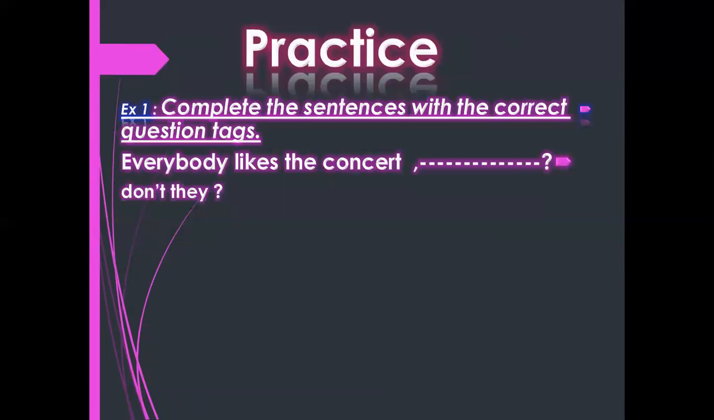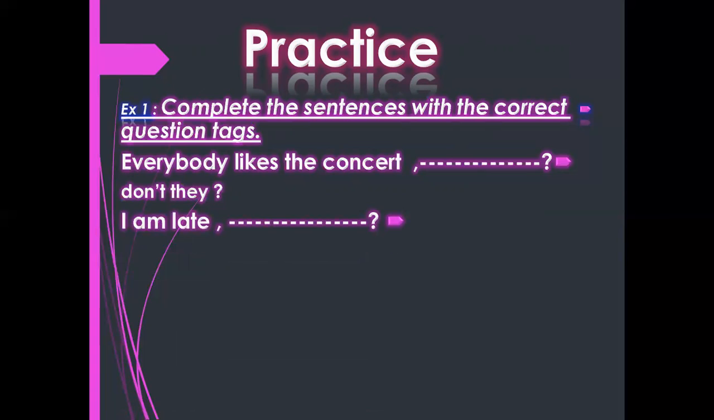With this practice, we are going to complete the sentences with the correct question tags. When we say, everybody likes the concert, here we have everybody as a subject, and instead of everybody, we use the pronoun they. So, like is simple present tense. So, what will be the question tag? Excellent. Don't they. هلأ بدل everybody حطينا they ولايكس فعل مضارع فبالنفي بدها تاخد don't.